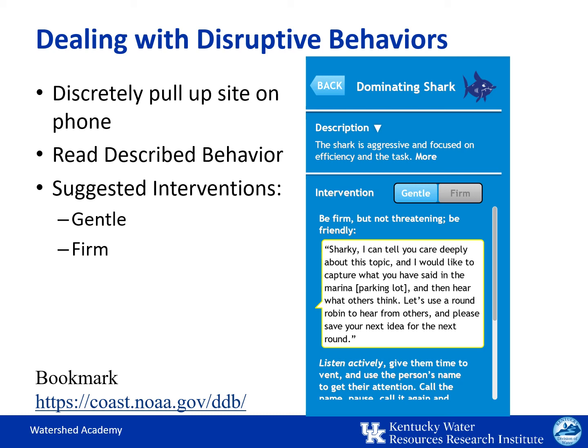So here we see the example of the shark. The shark is aggressive and focused on the efficiency of the task. If you're being gentle, you can be firm but not threatening. And you can say, Sharky, I can tell you care deeply about this topic. I would like to capture what you've said in the parking lot and then hear what others have said. Let's use a round robin to hear from others. And please save your next idea for the next round. This is an option of how you can move the meeting forward with someone that's having this dominating discussion, aggressive behavior.